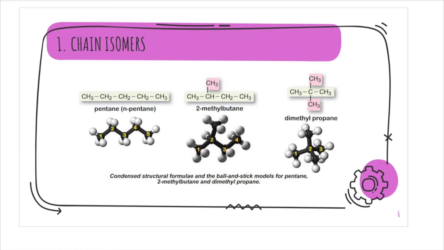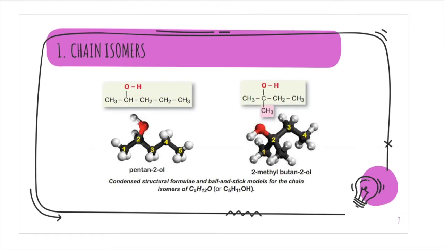We have pentane, 2-methylbutane, and dimethylpropane. If you look at the chains themselves, so if you look at the condensed structural formulae, you will see that the length of the chain becomes shorter and shorter as we go from pentane to 2-methylbutane to dimethylpropane. But the giveaway is in the name. Here we have pent for 5, but for 4, and prop for 3, and therefore these are examples of chain isomers.